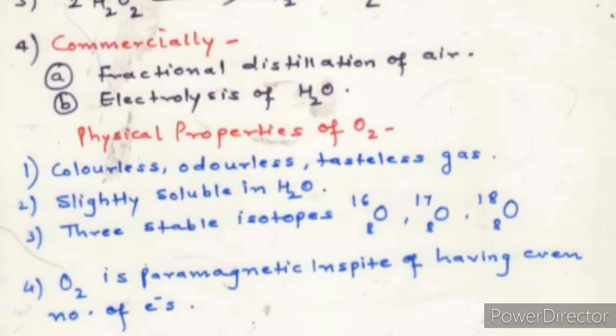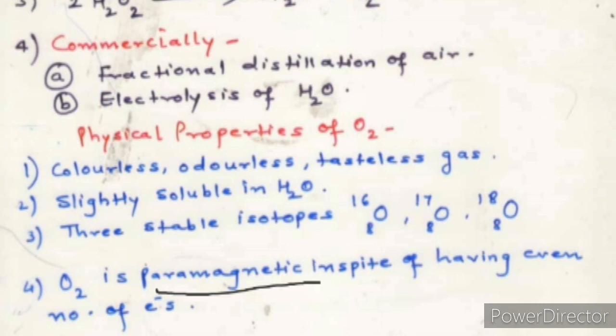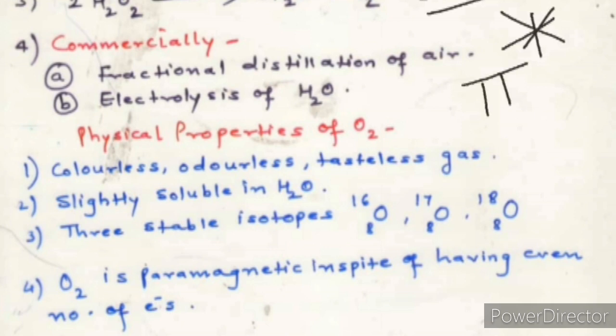Physical properties: it is a colorless, odorless, tasteless gas, slightly soluble in water, and has 3 stable isotopes, with mass numbers 16, 17, 18. It is a paramagnetic gas, which means that it gets attracted towards an external magnetic field. Oxygen gas has 2 unpaired electrons in its pi star antibonding molecular orbital, and hence it is paramagnetic in nature.